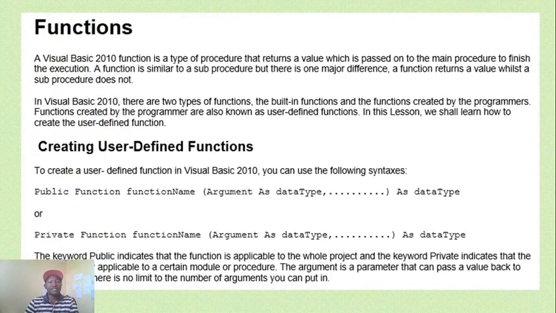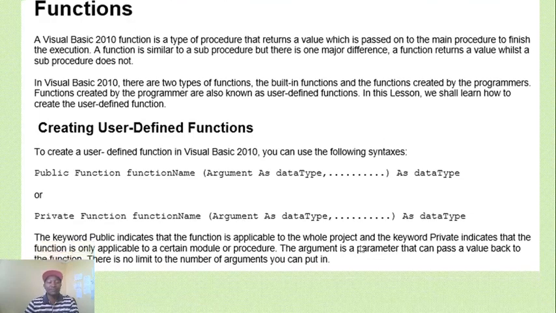Therefore, let's go to the functions, ladies and gentlemen, that are in Visual Basic 2010. A function is a type of procedure that returns a value which is passed on to the main procedure to finish the execution. Creating user-defined functions: to create a user-defined function in Visual Basic 2010, you can use the following syntaxes. You can have public function name, argument as data type, or you may also have it in the private scope, where private function name, argument as data type.